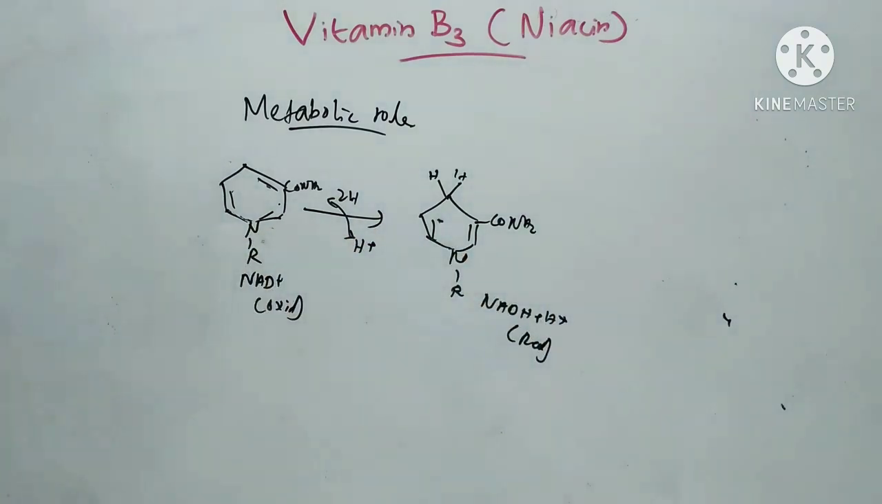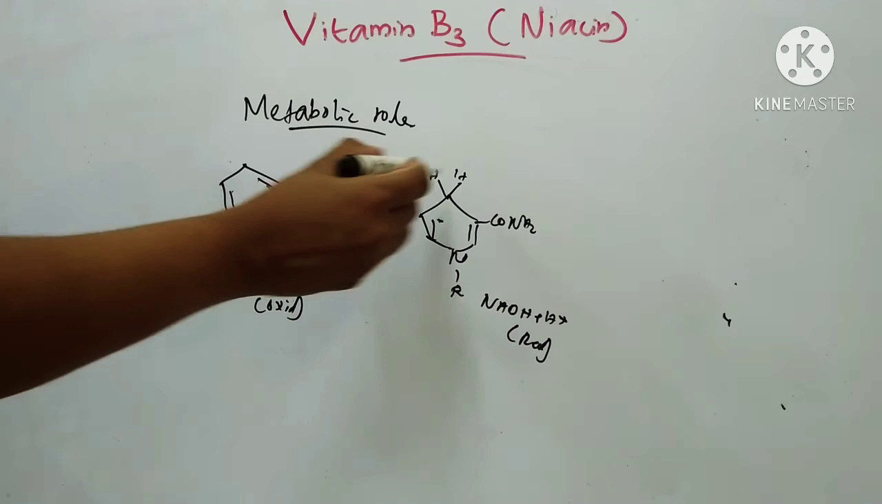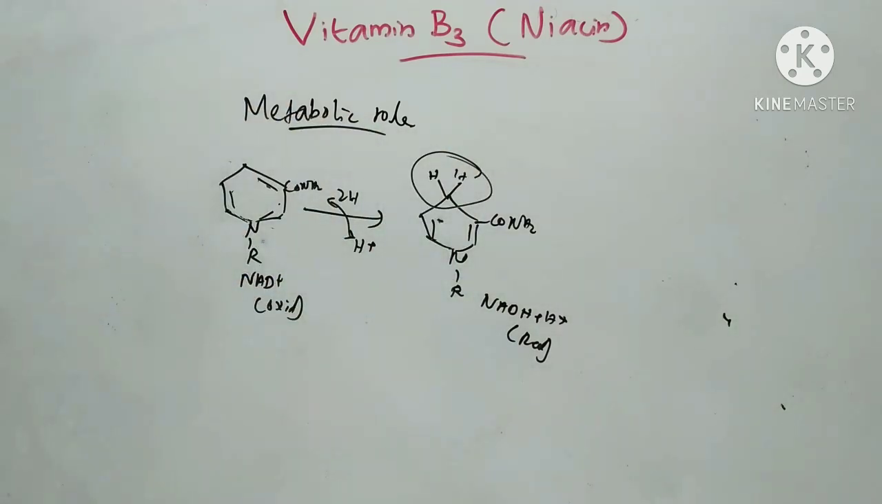This is the reduction of NAD plus. Reduction of NAD plus occurs in the para position. One hydrogen loses an electron and enters the medium as H plus.